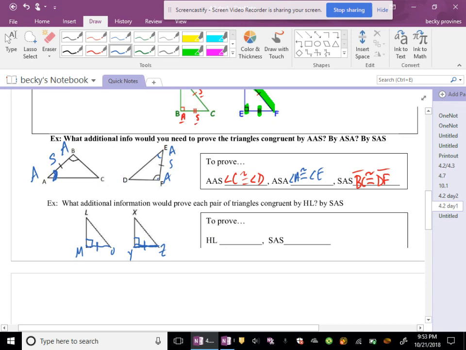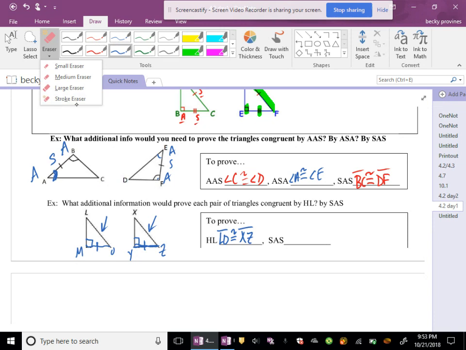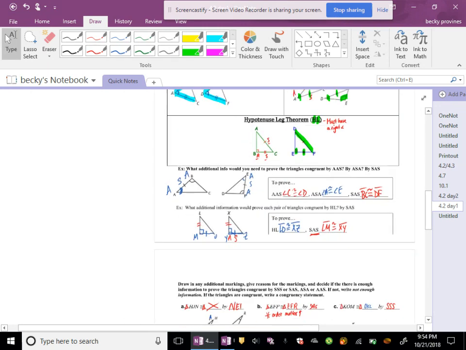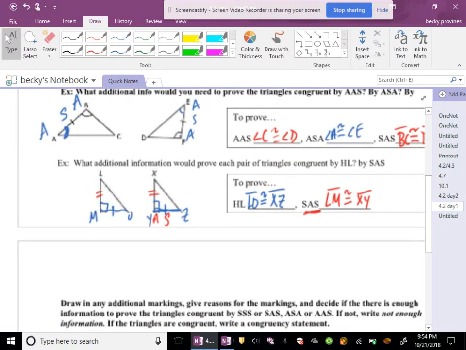So for HL, I would need to know my two hypotenuses, which mine are called LO and XZ. Now this is for hypotenuse leg, but if I have side angle side, I could still use the side here, the right angle, and just use the other leg to make the side. So I would need to know LM is congruent to XY. All right, so I think we're finally finished with everything.